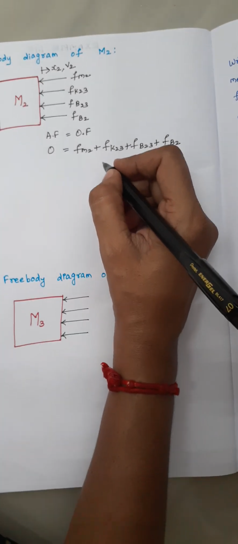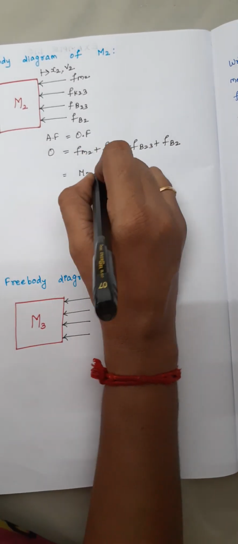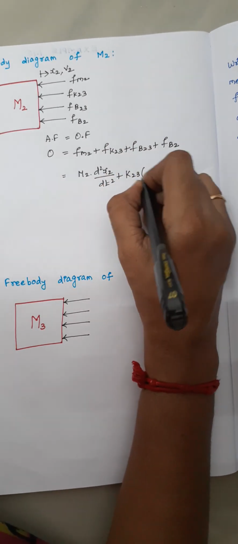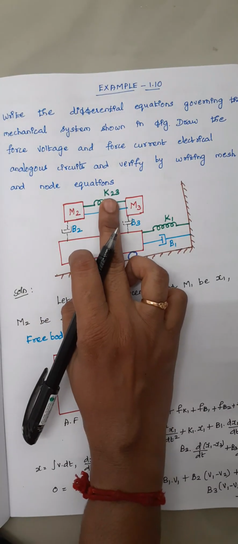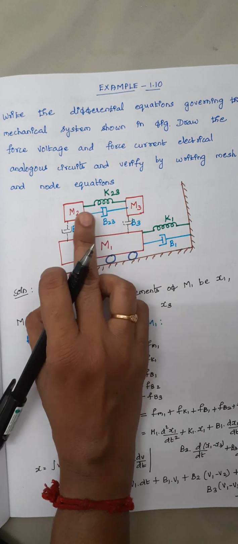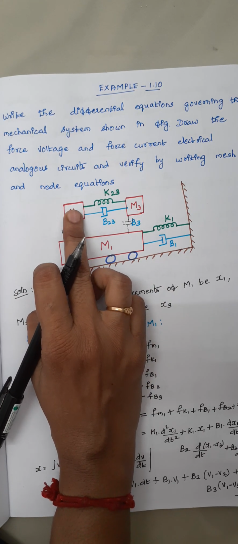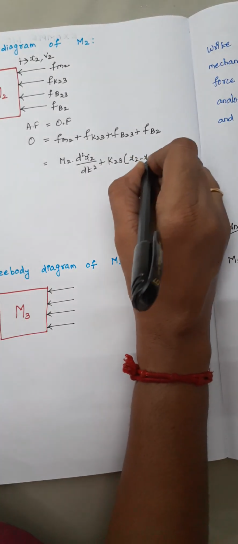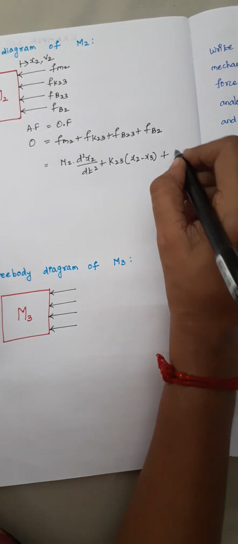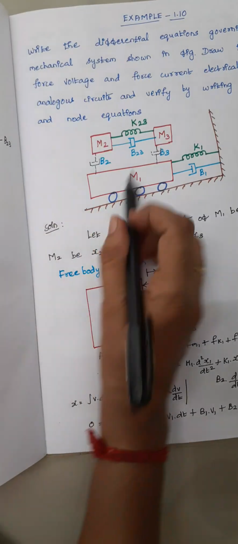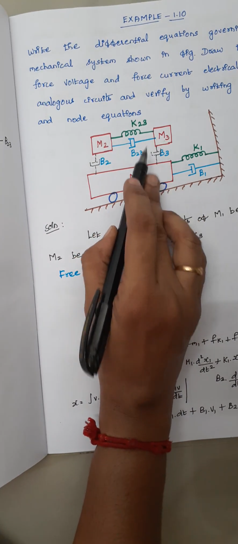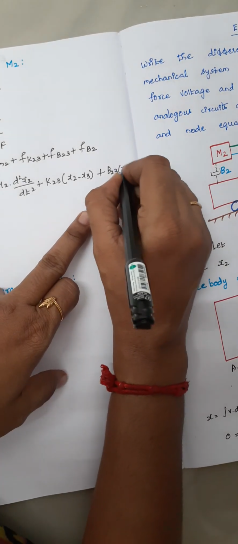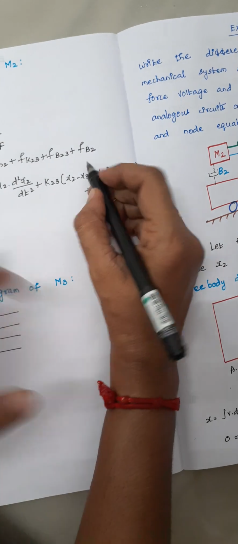Just substitute the respective values here. So that is nothing but M2 into d square x2 by dt square plus K23 into, again this K23 is connected between M2 and M3. So as we are considering M2 here, we have to write it as x2 minus x3. So K23 into x2 minus x3 plus again B23. So B23 is nothing but again it is connected between M2 and M3. So here we have to write it as x2 minus x3. So B23 into x2 minus x3 and finally Fb2.